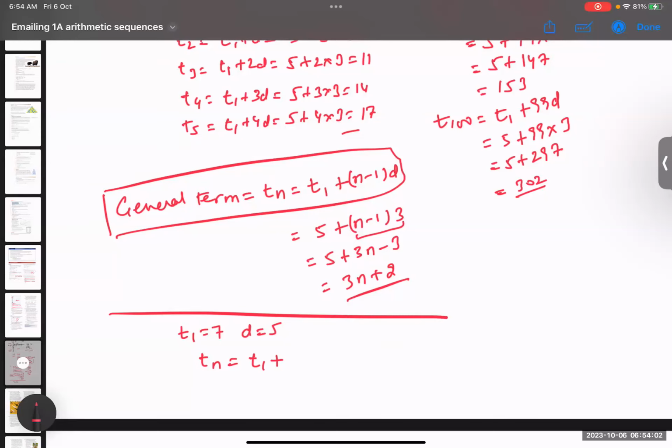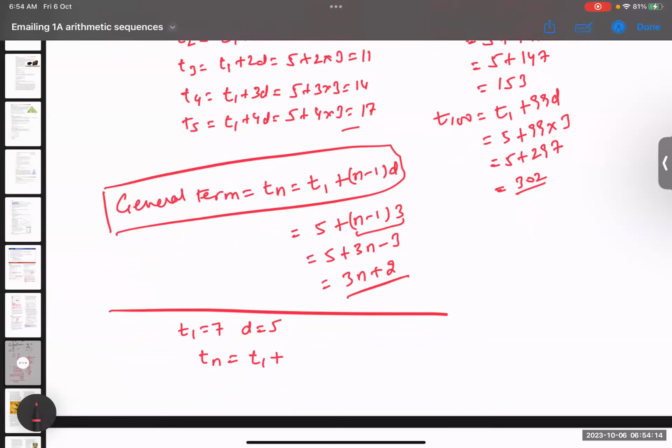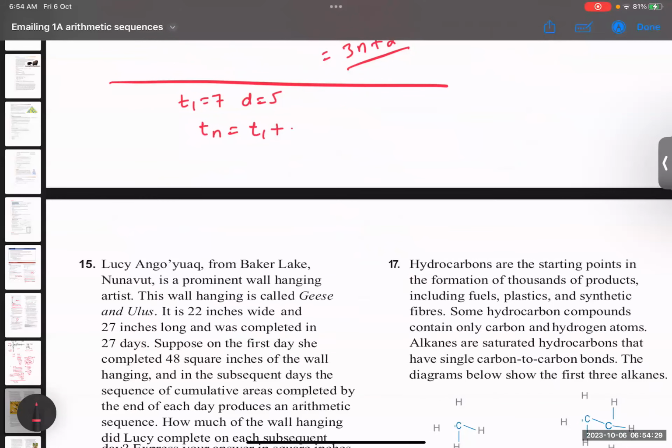What is the nth term? Tn equals T1 plus n minus 1 d. Okay, T1 plus n minus 1 into d. Whatever term we require, we have to write 1 less than this number. If it is the nth term, it will be n minus 1. If it is 20, it will be 19. If it is 30, it will be 29. So what about the nth term? Tell me once again. Tn equals T1 plus n minus 1 d.